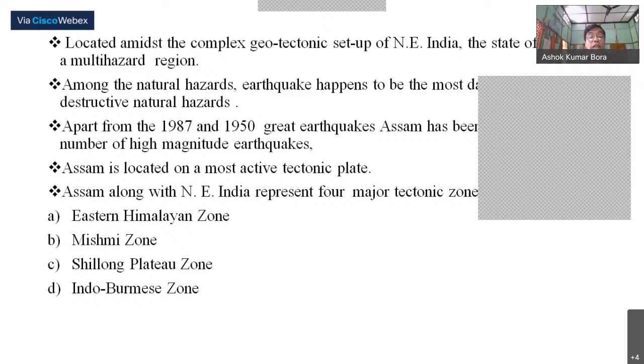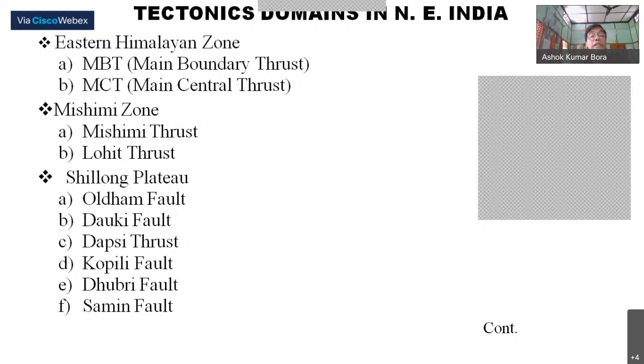So far as the major tectonic zones are concerned, 4 can be identified: the Eastern Himalayan zone, Mishmi zone, Shillong Plateau zone, and Indo-Burmese zone. The Eastern Himalayan zone has emerged because of the collision of the Indian plate with the Asian or Eurasian plate.